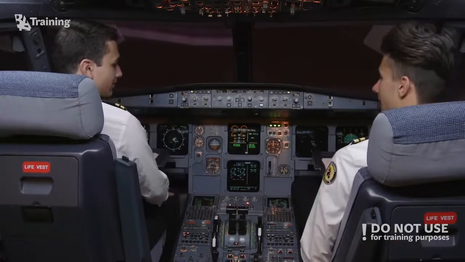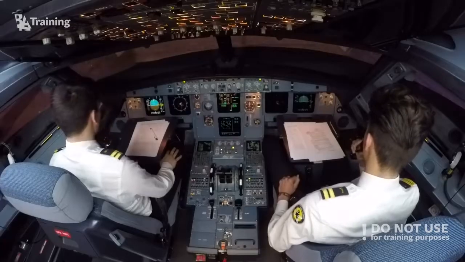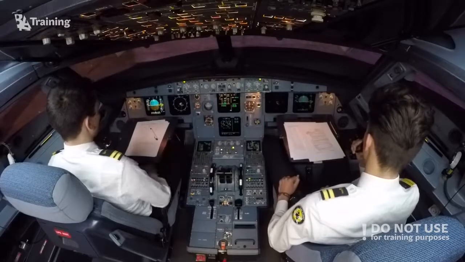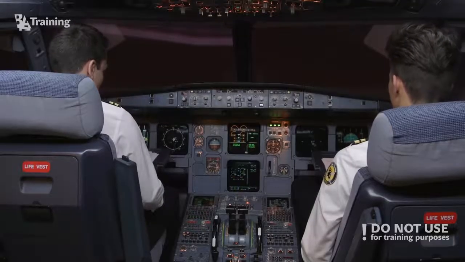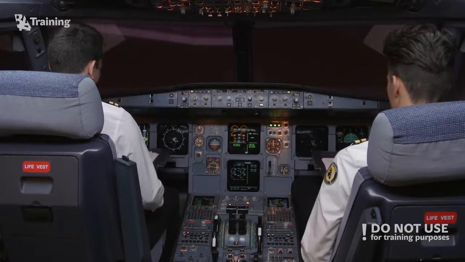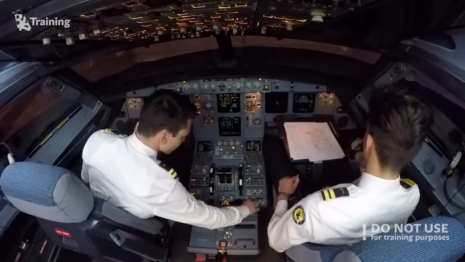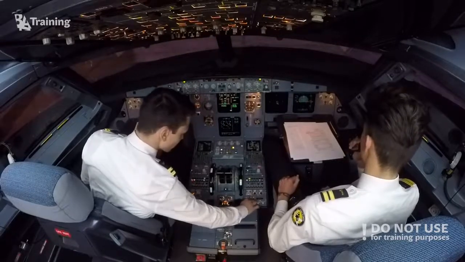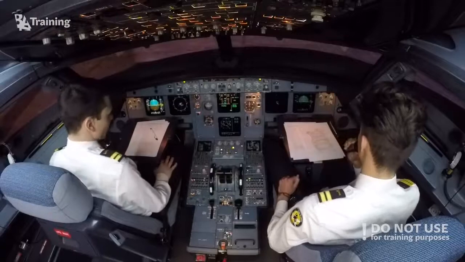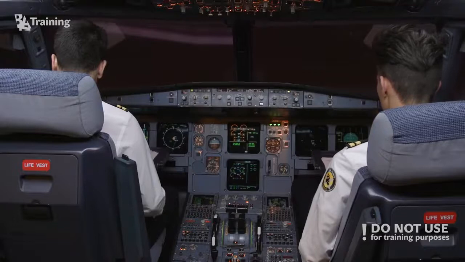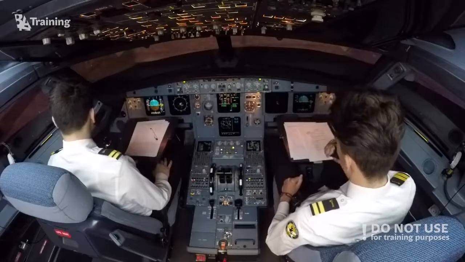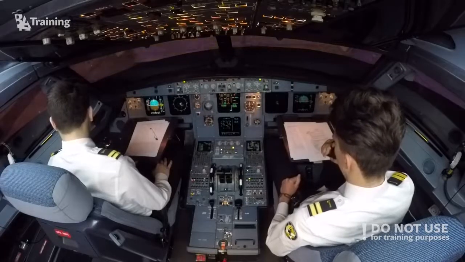Okay, Mindaugas, let's get the clearance. Zurich delivery, BA 1012, request clearance to Hamburg. BA 1012, your clearance is filed via Zurich East Victor departure, squawk 4711. Cleared Hamburg via Zurich East Victor departure, squawk 4711, BA 1012, thank you. BA 1012, readback correct, contact apron on 121.85 when ready for pushback. 121.85 when ready for pushback, BA 1012.